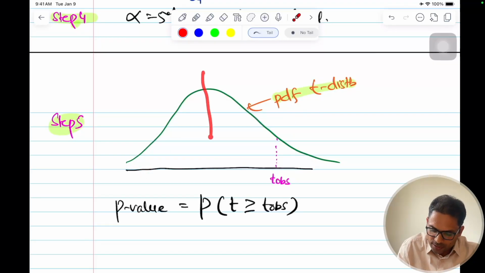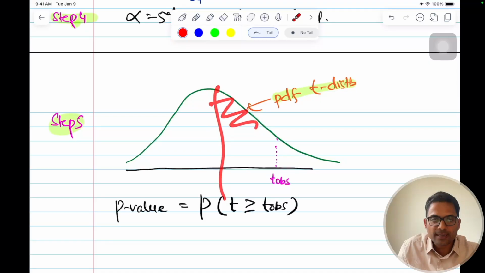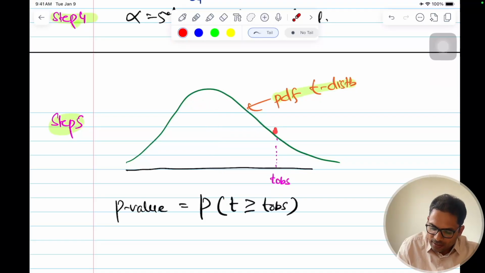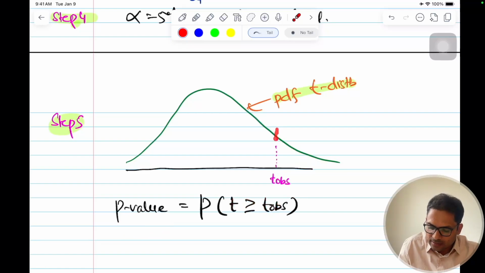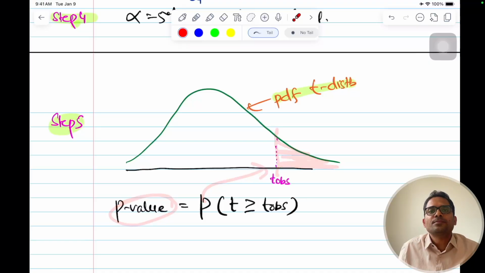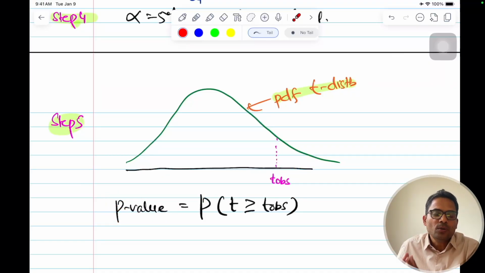If I want to compute anything which is greater than the mean, I'll move towards the right, and the area under the curve is what will give me the probability in the PDF. So how will I find the probability of observing something greater than or equal to t observed? I find the area under the curve which is there. That is the probability. This is my p-value, the area under the curve which is greater than or equal to t observed. Okay, I hope this is clear.